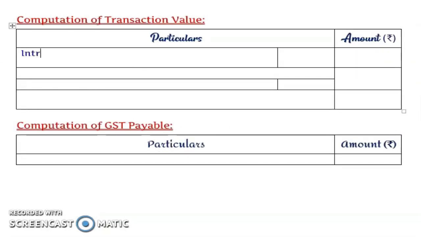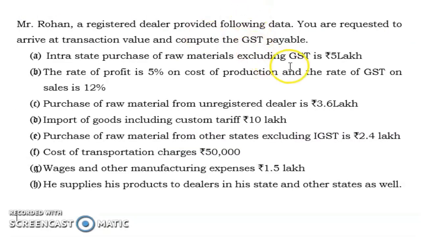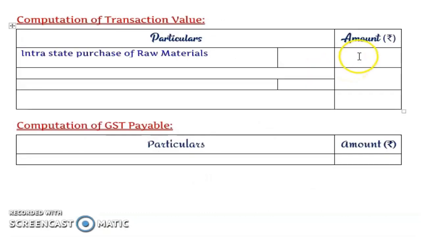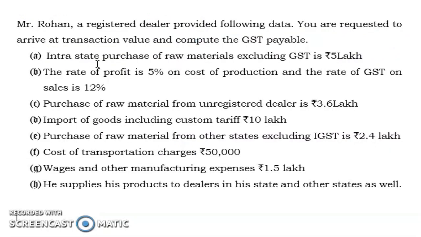Intrastate purchase of raw materials, again excluding GST ಕೊಟ್ಟಿದ್ದಾರೆ. We want that figure only, excluding GST, which is rupees 5 lakh. So we can directly write the amount, which is 5 lakh, right? Next, what they have given is, there are other components as well. Let us see what are the components that they have given.